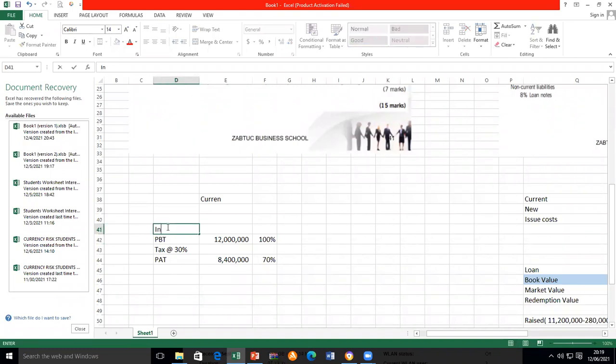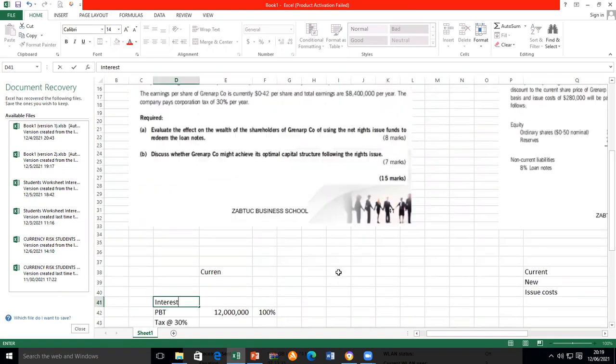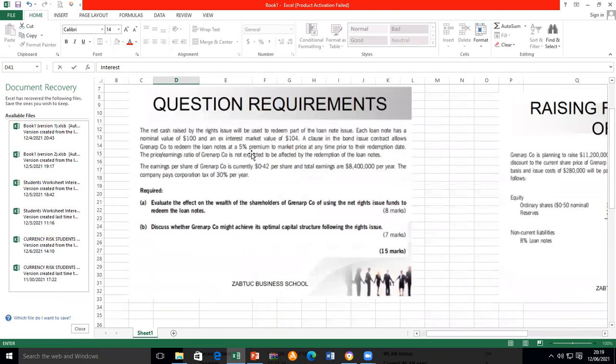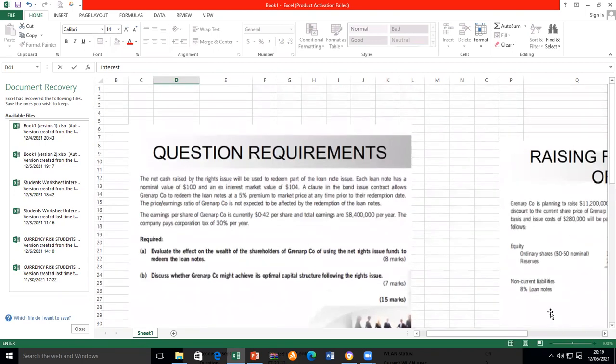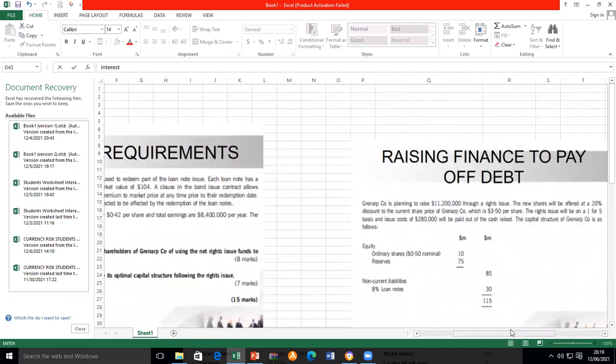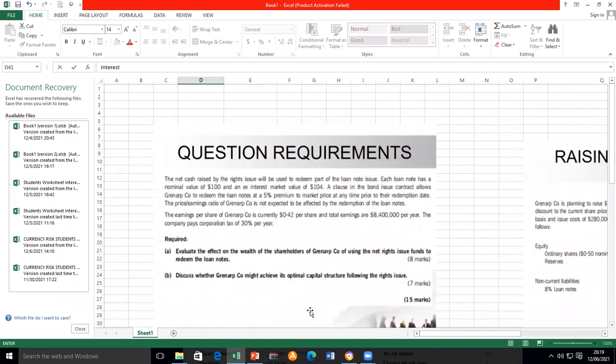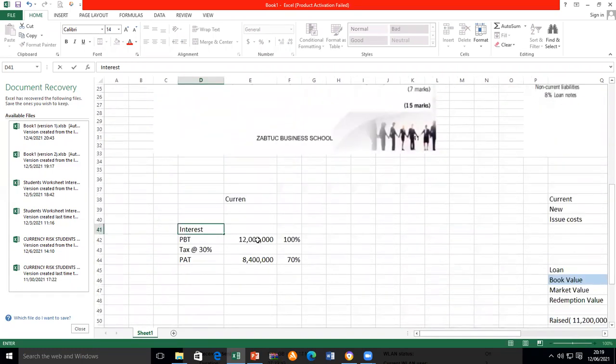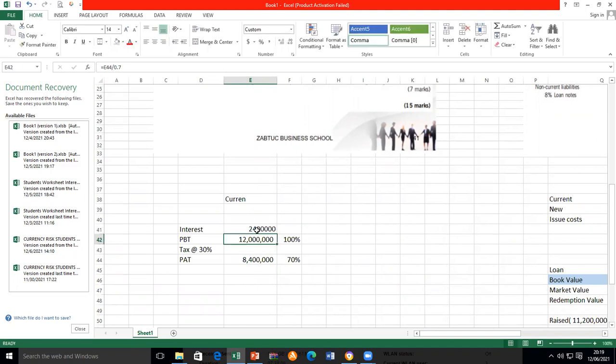How much interest was paid? We are paying interest here. It's here, your bond at 8%. So we paid interest of 8% on 30. How much is 8% on 30 million? Can somebody give me the figure? 8% on 30 is 2.4. Is it that figure there?